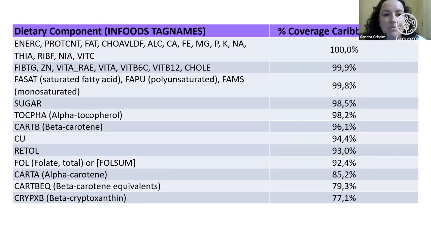Here, I bring you the example of a Caribbean survey we are performing at the moment. This is a preliminary report, but so far, from the foods we have been assessing, most of the nutrients have good coverage, above 80-90% of the nutrients or dietary components. And there are components such as carotenoids, which will not have good coverage, and therefore values will be underestimated, and this will have implications in the quality of the data.